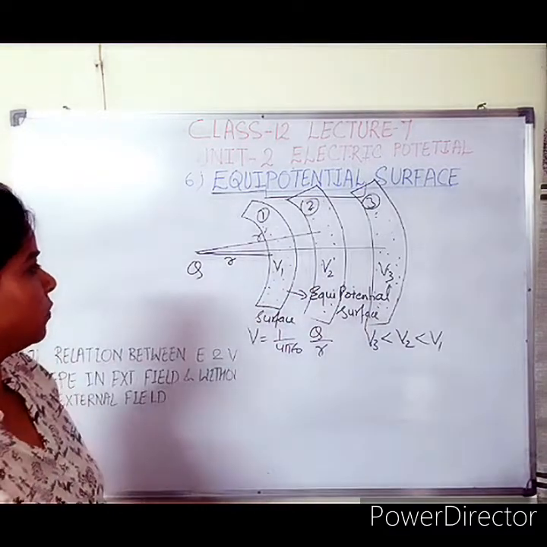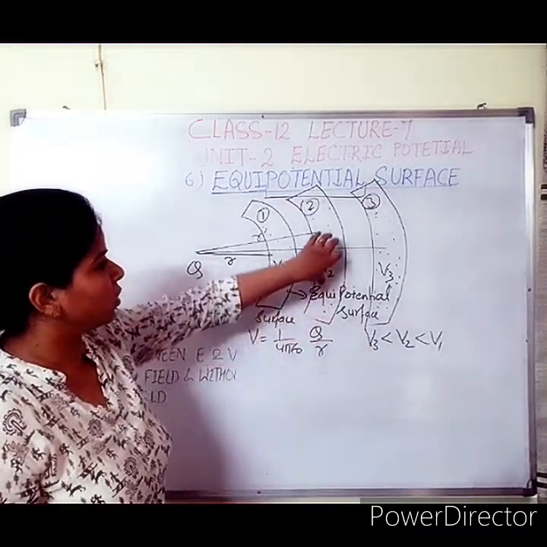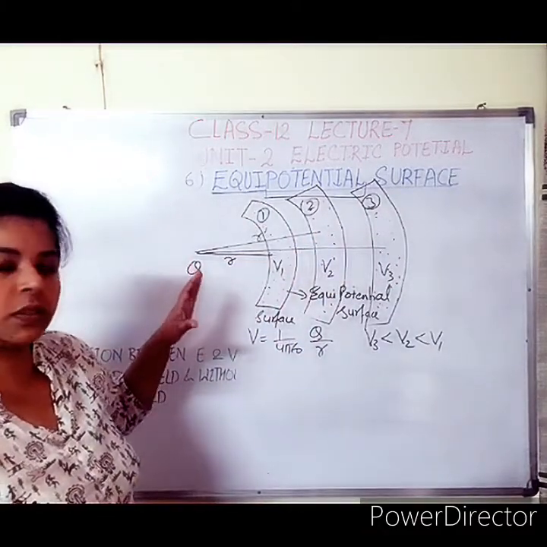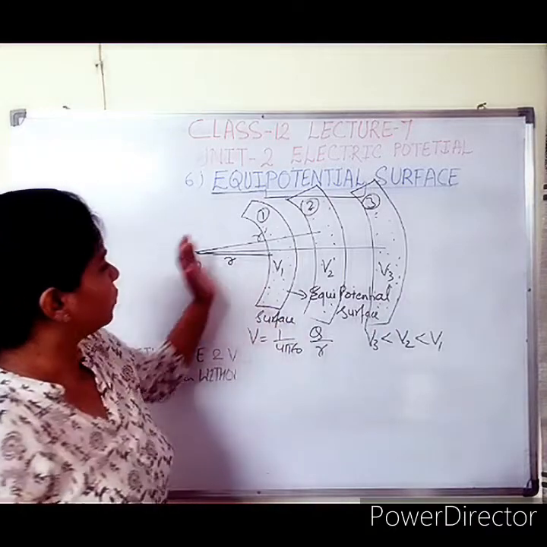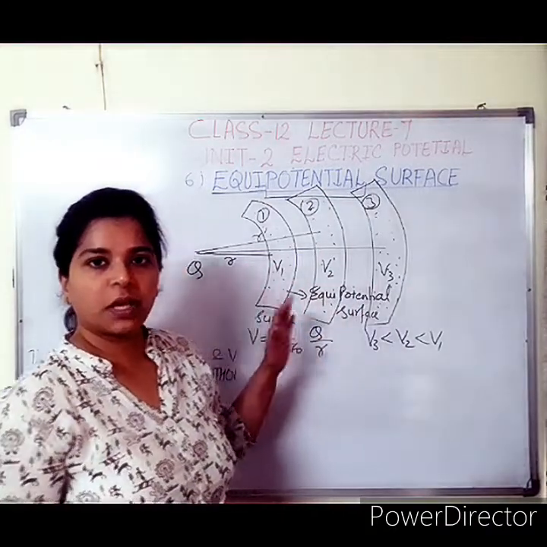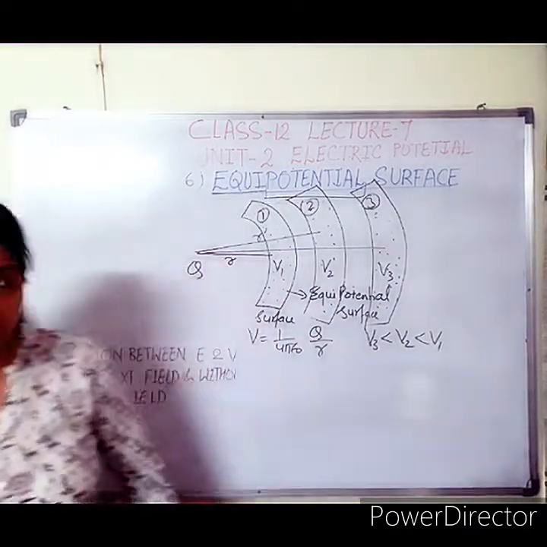So at all the points the potential is same, so it is called equipotential surface, because the source charge is same for all the 3 surfaces. So this is the family of equipotential surface having different potential values. I hope it is clear to you.